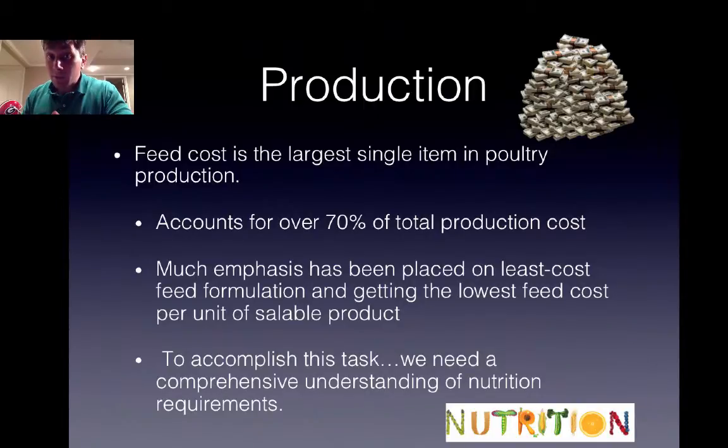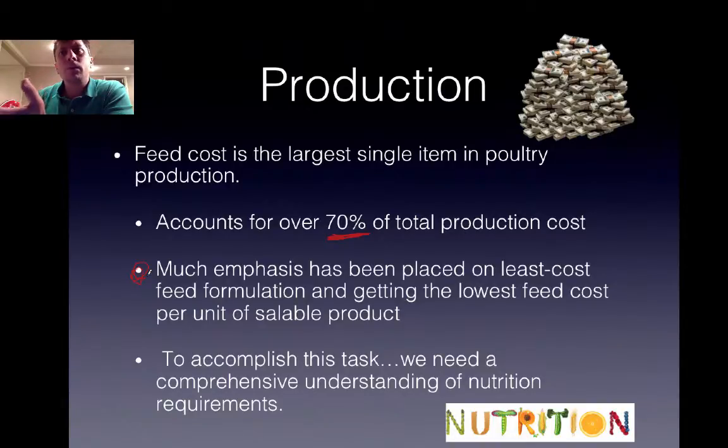The reason why it's very important is because feed cost, as I said, is the major contributor to the overall cost of production. In fact, feed cost, let's highlight this, accounts for around 70% of total production cost. That's a lot of money. Because of this, a lot of emphasis has been placed on trying to find the least cost feed formulation and getting the least feed cost per unit of sellable product, meaning lowering the FCR by lowering the feed cost.